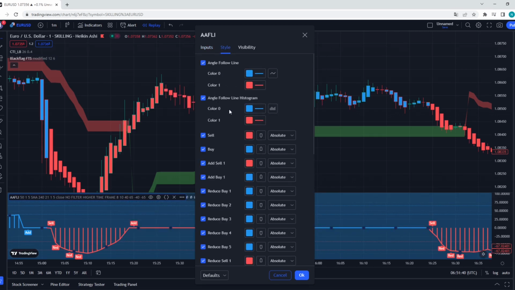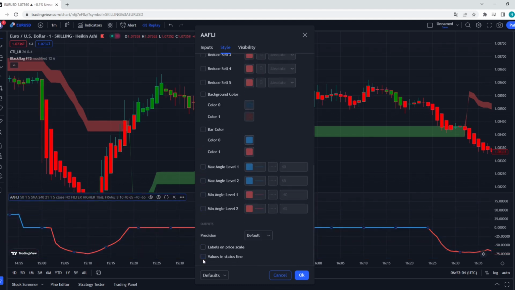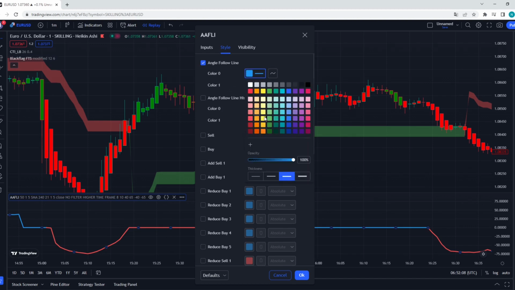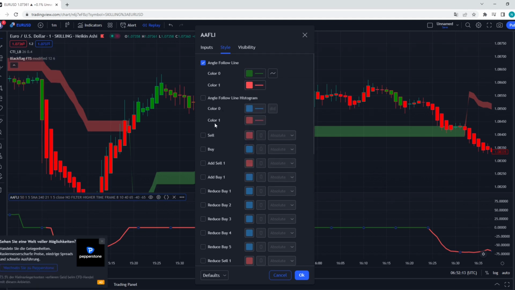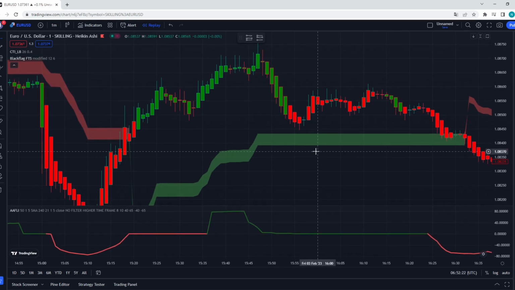And in the style, we want to uncheck everything until the first Angle of Attack Follow Line. Let's do this very quickly. Once we have done this, we also want to change the colors to green and to our red. As this one is already red, this is fine. Click OK and we are good to go. This is basically our setup and how it will look at the end.